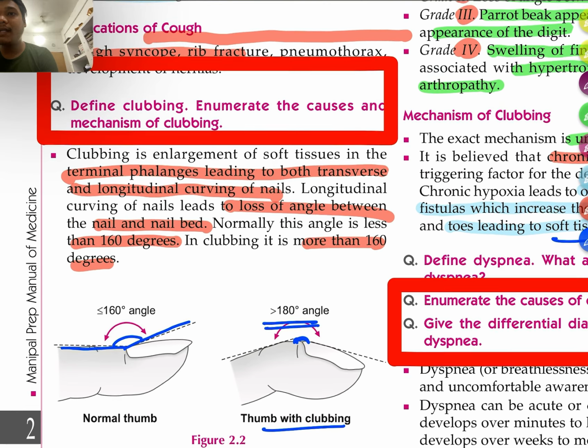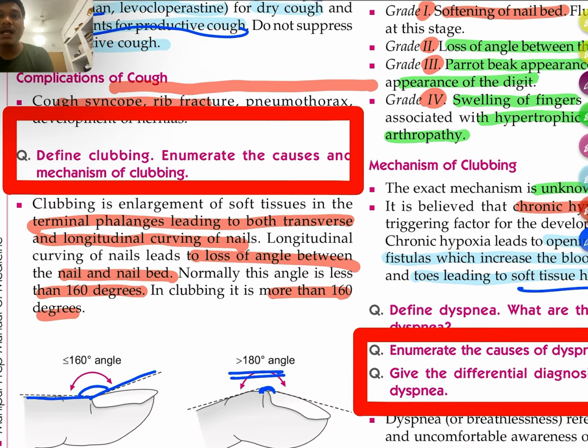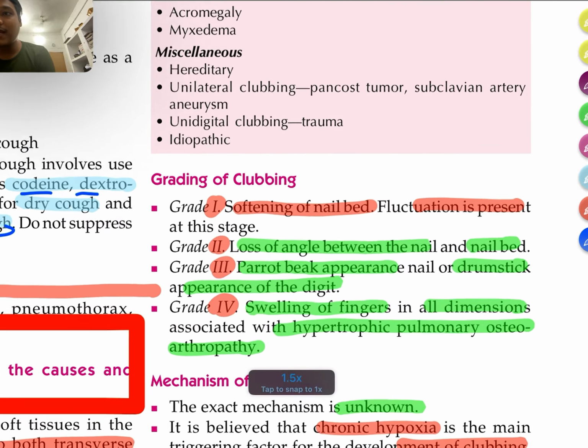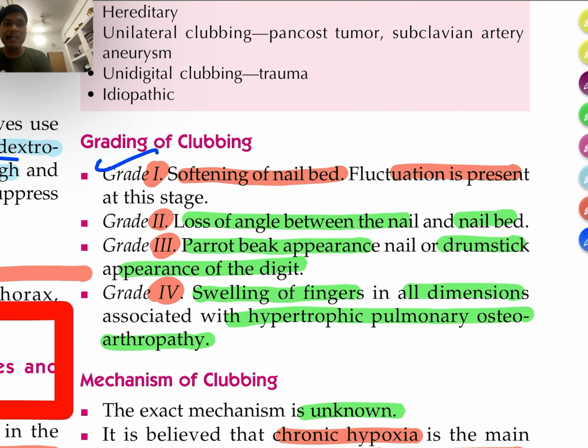After that, summarizing clubbing: it is the enlargement of the soft tissue of the terminal phalanges in both directions, transverse as well as longitudinal. The normal angle is less than 160 degrees, but when it is more than 180, clubbing is said to be present. For grading, in the first degree there is softening as well as fluctuation. In the second degree there is loss of the angle between the nail and the nail bed, and in the third degree parrot-beak appearance as well as drumstick appearance of the digit is present. In the fourth degree, all of these are associated with hypertrophic pulmonary osteoarthropathy.